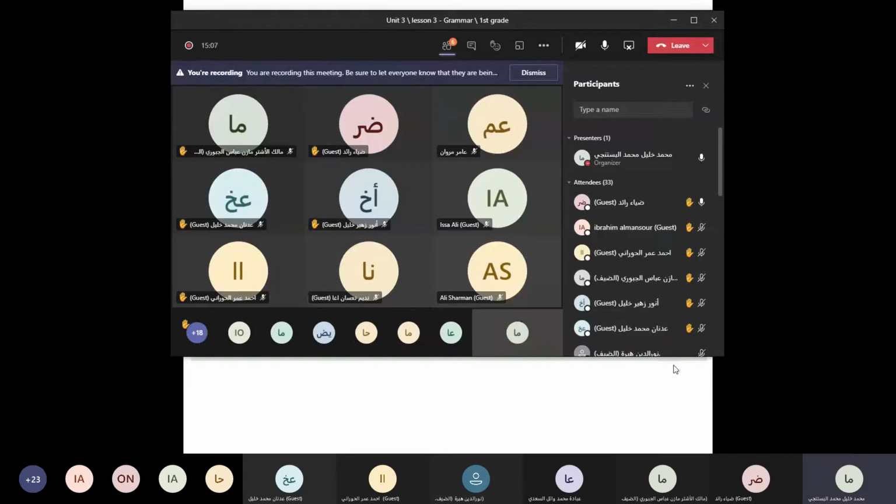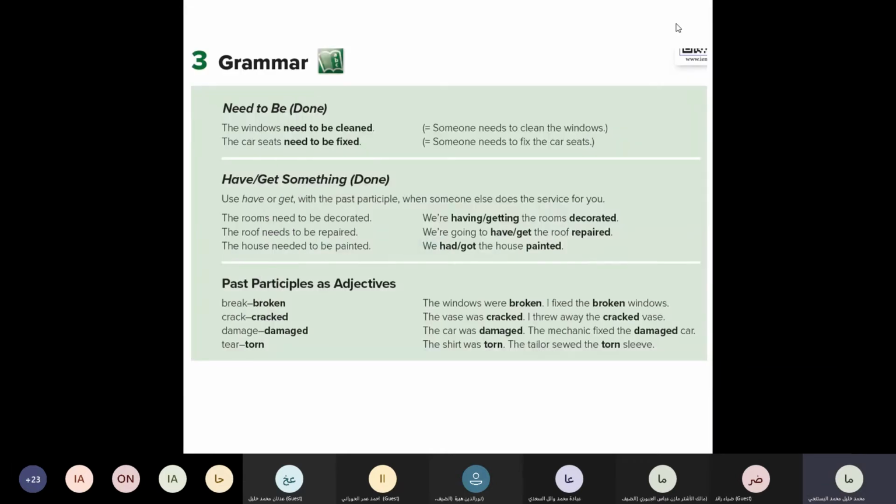Can I? Abdullah, read the second example. The vase was cracked. I threw away the cracked vase. Good. The same here. We have the past participle verb, cracked. It comes before the noun and it becomes an adjective.